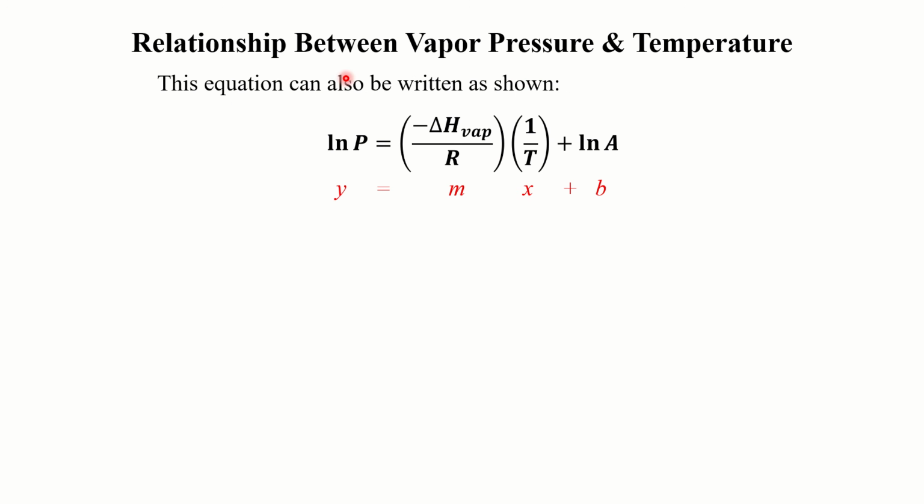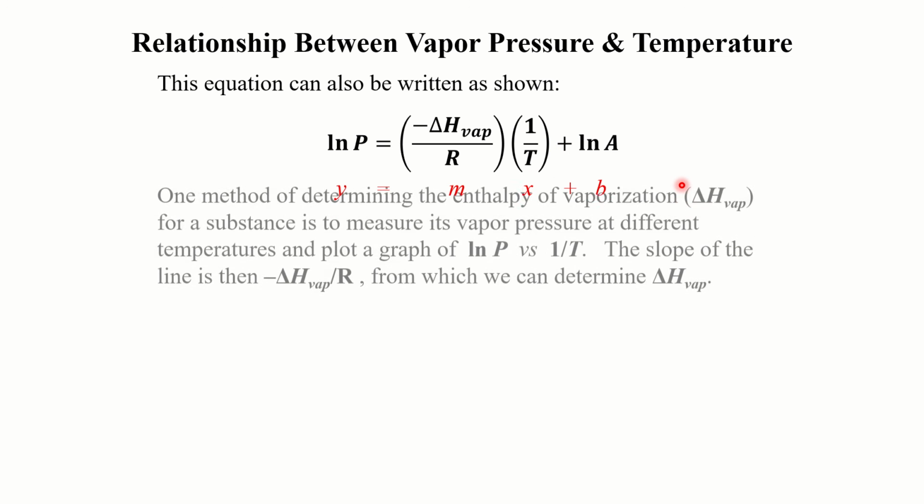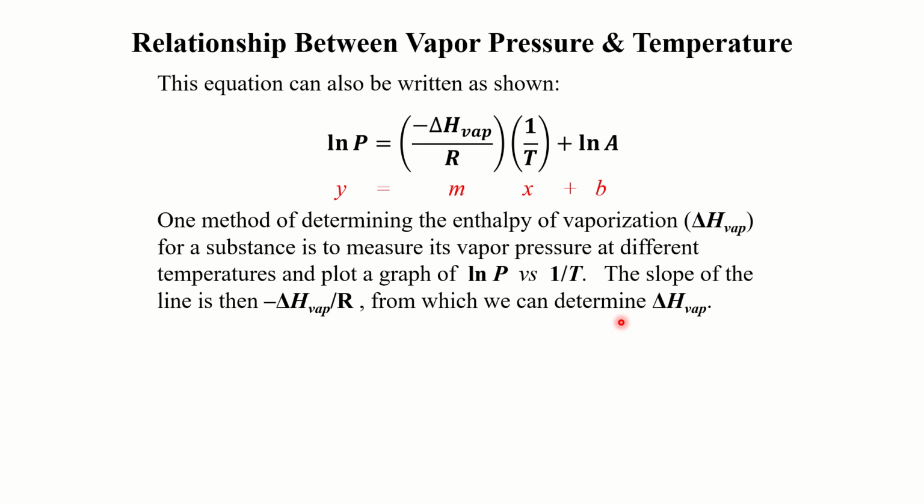So let's look at the relationship between these things. The equation can be written as shown, where we call natural log of P Y. We call the delta H vaporization over R the M. We'll call 1 over T X, and then the natural log A becomes B, the Y-intercept here. Oftentimes, one method of determining the enthalpy of vaporization for a substance is to measure its vapor pressure at different temperatures. Then, if you plot a graph of ln P versus 1 over T, so the inverse of temperature on the x-axis, the natural log of the pressure on the y-axis, the slope of that line gives you delta H vaporization over R, so you can determine the molar enthalpy of vaporization.